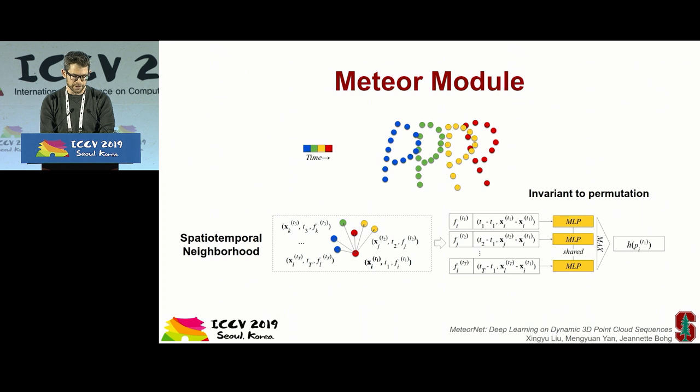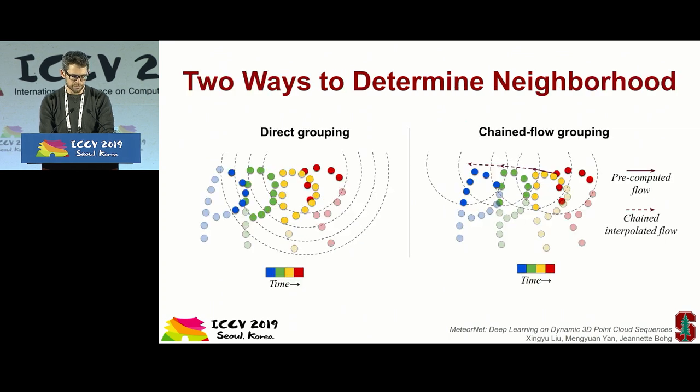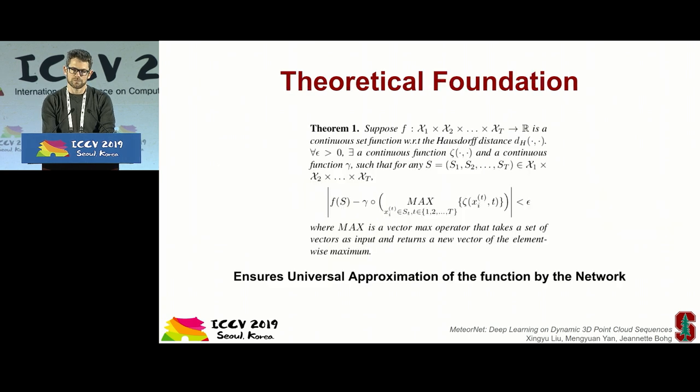Our architecture is invariant to permutation of the order of points in the same frame, and the time coordinate distinguishes points from different frames. In terms of determining spatiotemporal neighborhood, we propose two ways. For more details, please come to the poster. We also provide the theoretical foundation of our architecture that ensures universal approximation of the point cloud sequences.